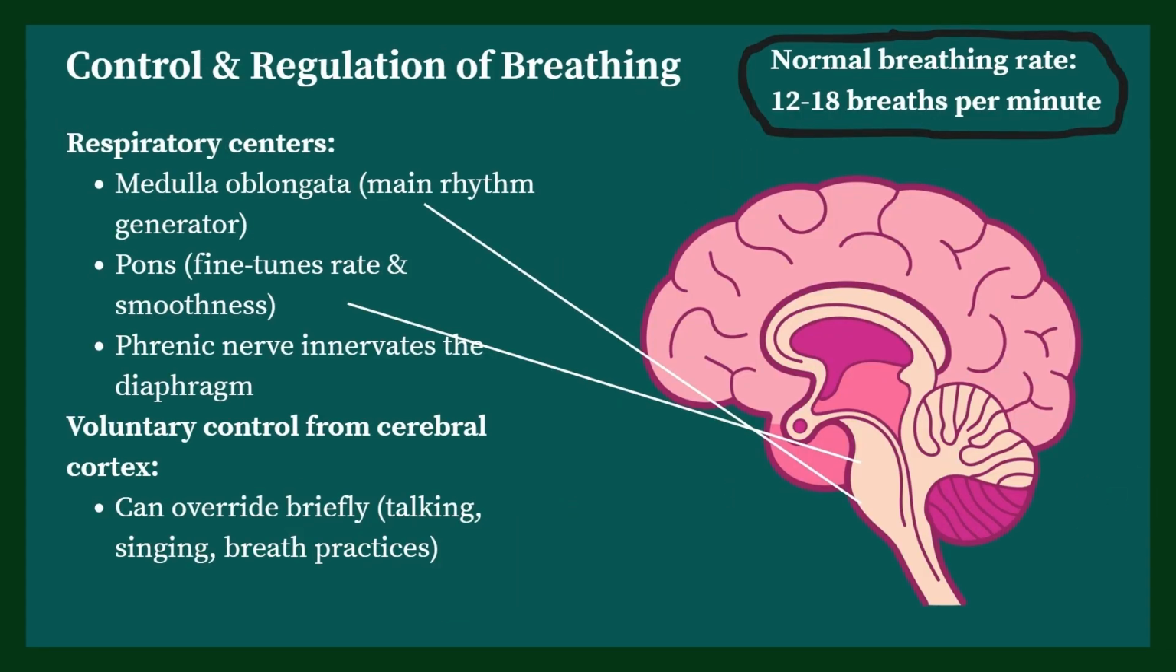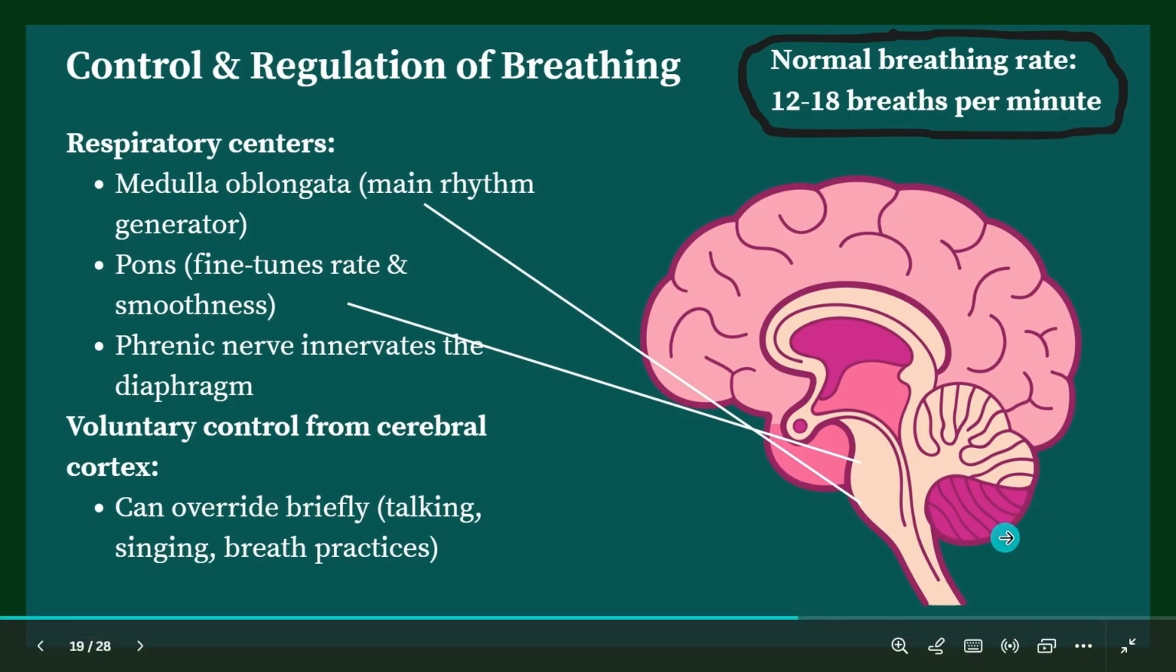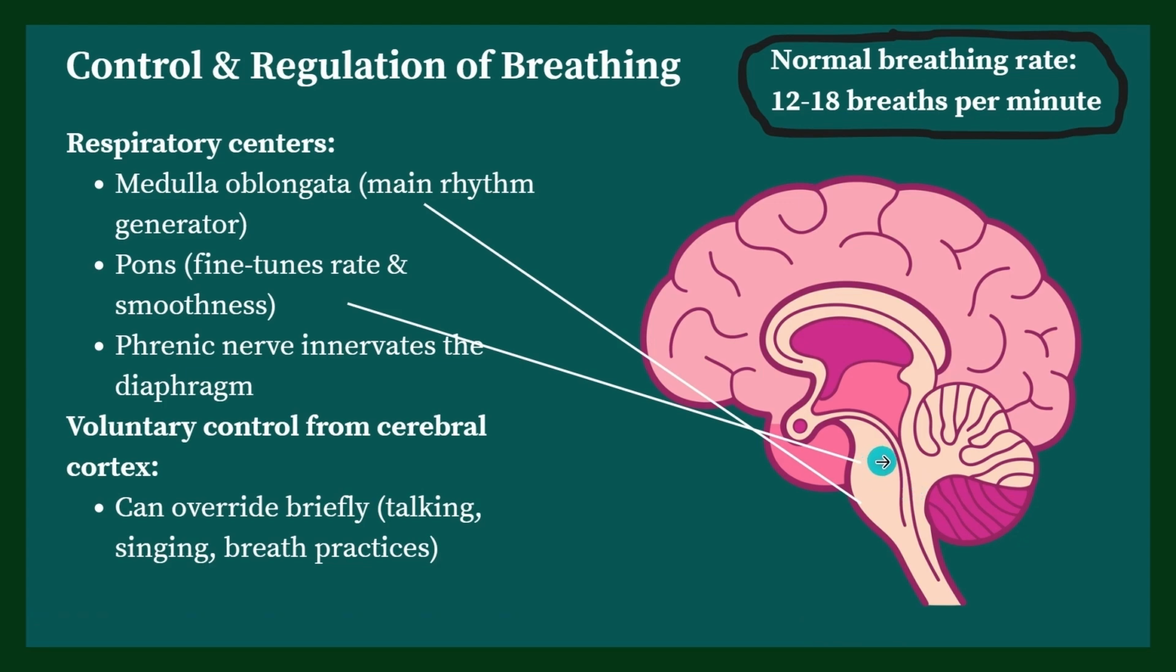Now, how is regulation of breathing controlled? For the involuntary breathing, we have the medulla oblongata, which is the main rhythm generator of our breathing. And then we have the pons, which fine-tunes the rate and the smoothness. These are the two nervous system command centers. The phrenic nerve innervates the diaphragm. That's an important one. I do believe I got a question like that on the MBLEx about this. So the phrenic nerve does innervate the diaphragm.